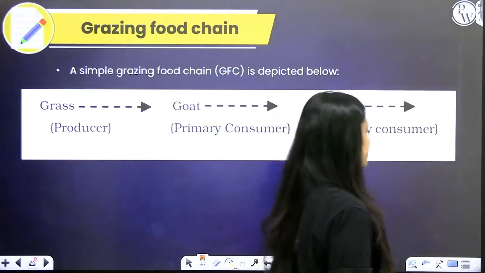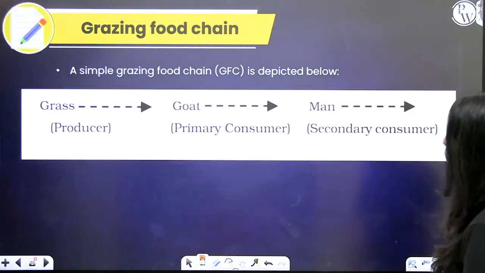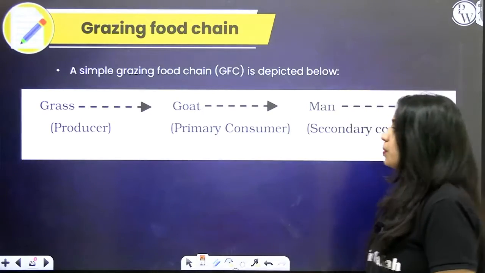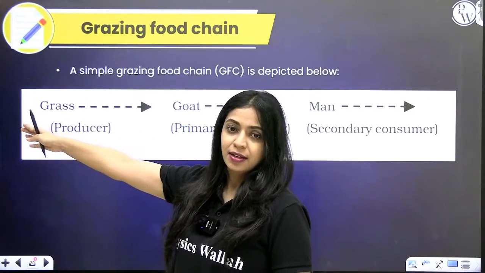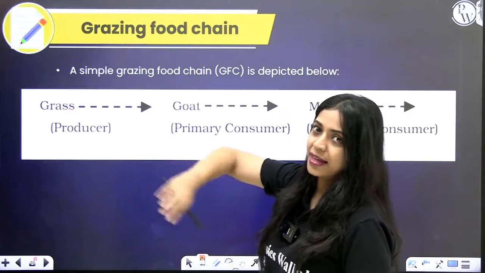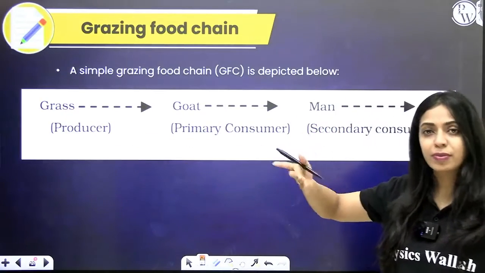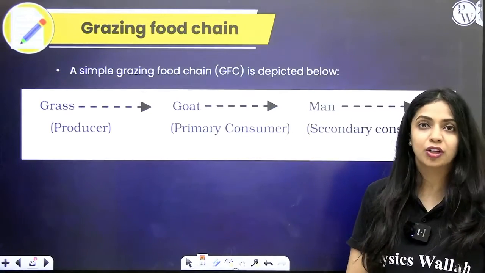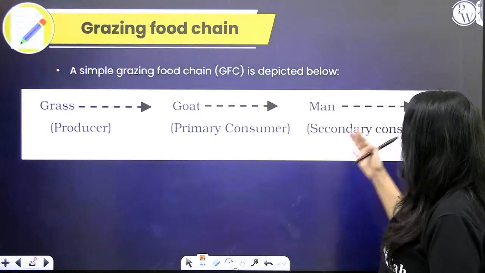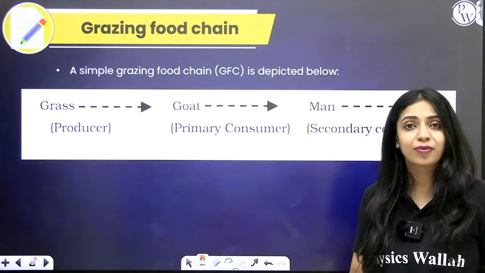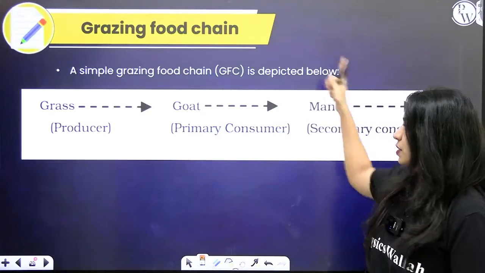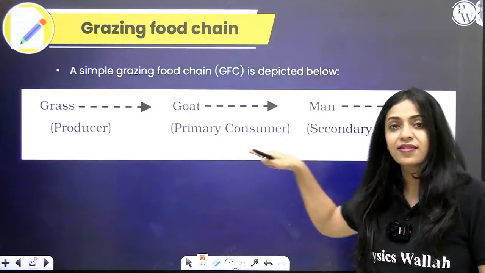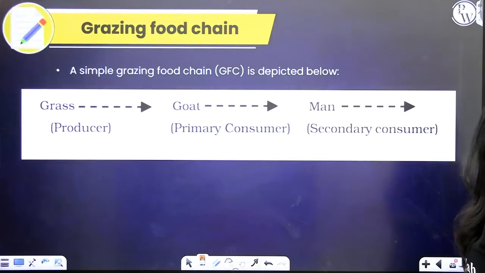Here is a very simple example for a grazing food chain. It starts with a plant, a producer, which is a grass. This grass is eaten by a herbivore or a primary consumer, which is the goat. Further, man, who is a carnivore or a secondary consumer, feeds on this goat. So this is a very simple example of a grazing food chain.